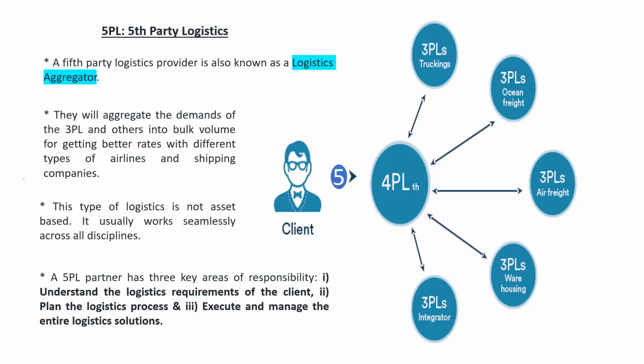Clear, ma'am. Okay, so this is the difference. First party provider: they themselves take care of everything because they have their own resources, own transportation, own warehouse, own distribution, everything on their own.